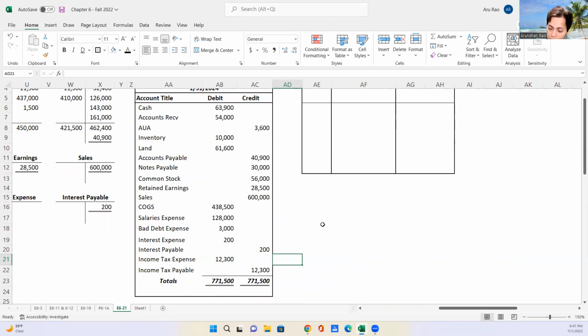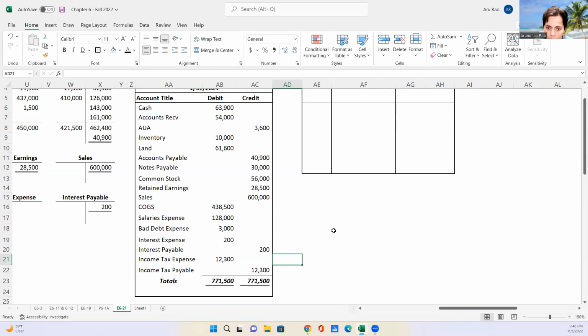So what type of accounts do we have? Assets, liabilities, owner's equity, revenues, expenses, and dividends. Assets, liabilities, and owner's equity are permanent accounts. You do not close them. The ones that you close are your revenues, expenses, and dividends. In this exercise we've gone through, we don't have dividends, so don't worry about it.